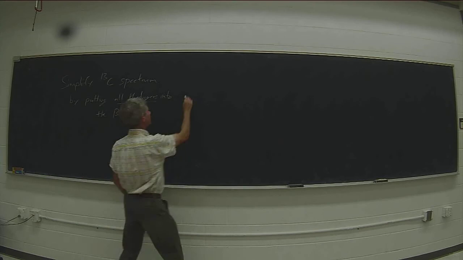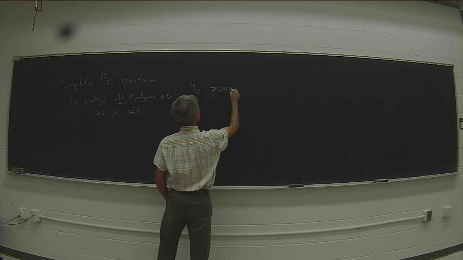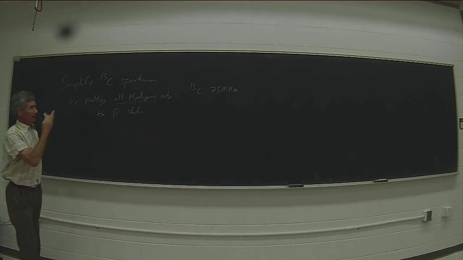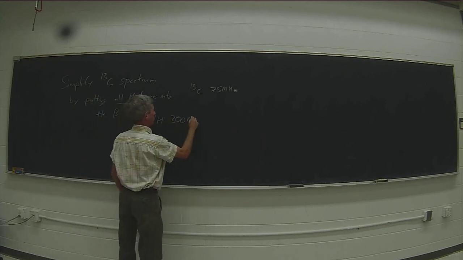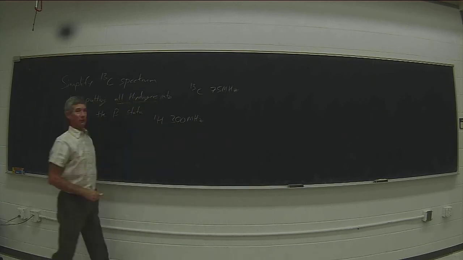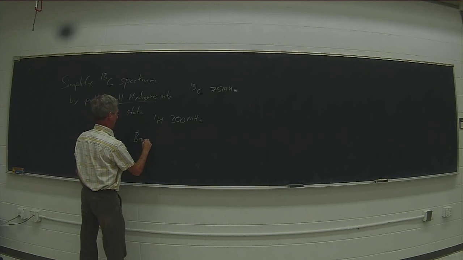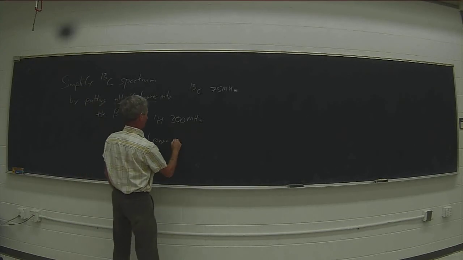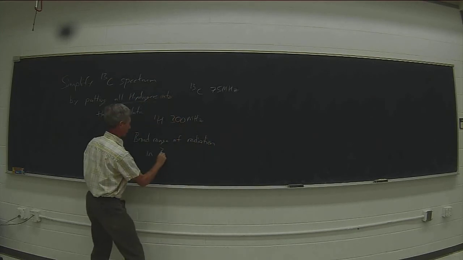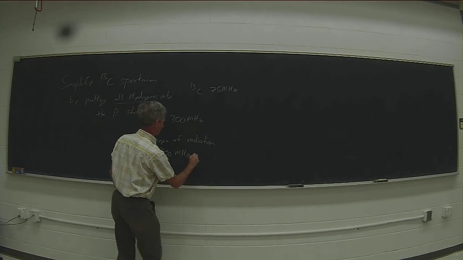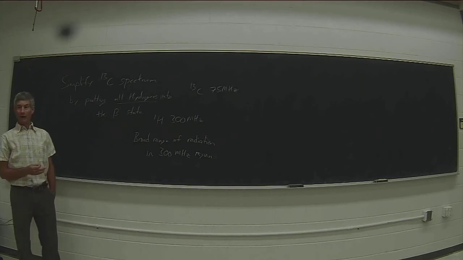Recall that carbon absorbs, with a 7 Tesla magnet like ours, 75 megahertz radiation, whereas protons absorb 300 megahertz radiation. So if we apply a broad range of radiation in the 300 megahertz region, we can put all of the hydrogens in the beta state while not affecting the carbons.